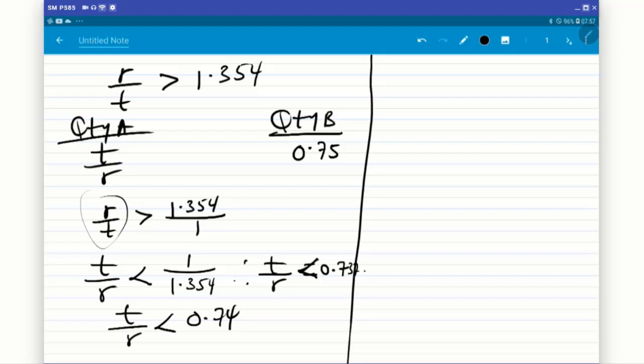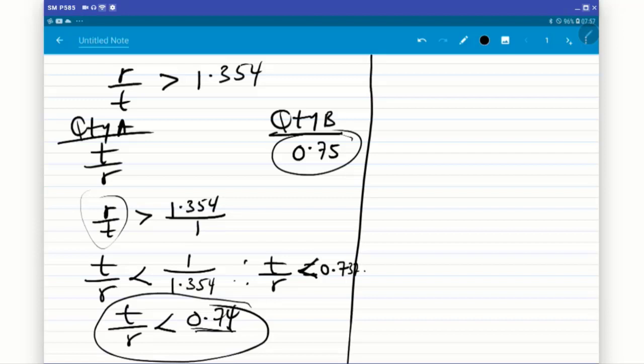Okay, so T over R is less than 0.74. And we are comparing with 0.75. So if T over R is less than 0.74 and 0.74 is less than 0.75, then automatically T over R is less than 0.75. So meaning B is greater here. So quantity B will be our right answer.